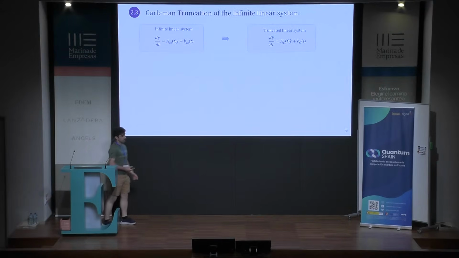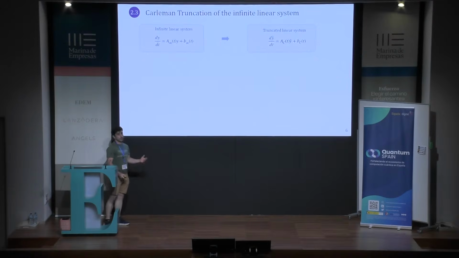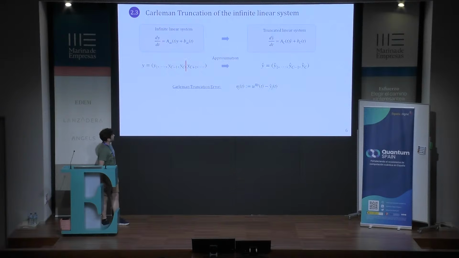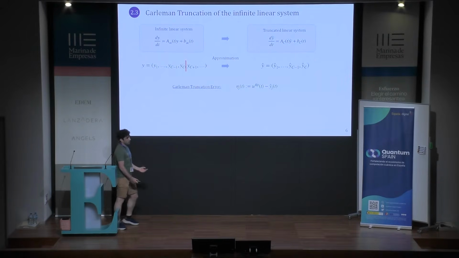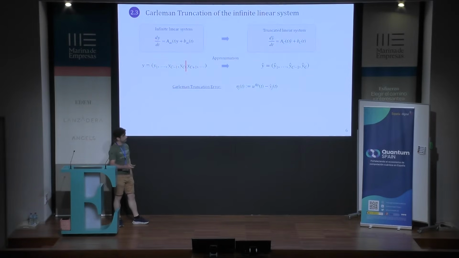In order to solve this with a quantum computer, we need to truncate, to select a given number of equations of this infinite system. What we do is select a number C of equations, the first C of them, and obtain an approximate solution of the original ODE. In this case, we're introducing an error, the Carleman truncation error, which is the difference between the solution of the whole ODE with the infinite system of equations, minus the approximation we have for the first C components.